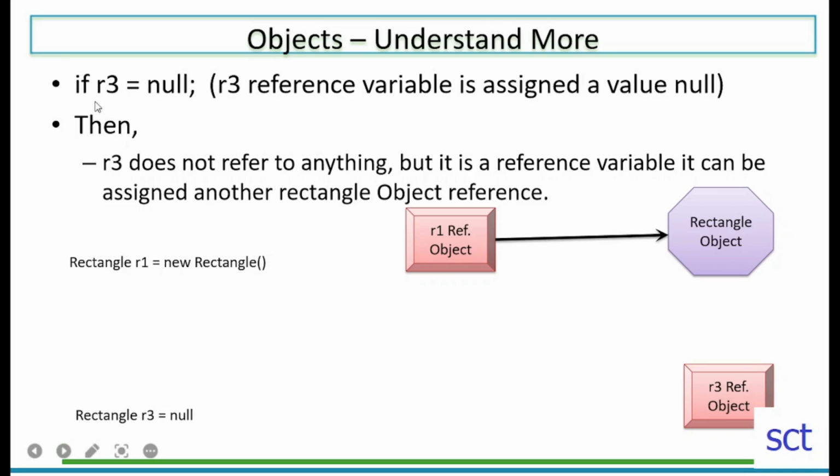If we say R3 = null, it means R3 is not pointing to any object and doesn't refer to anything, but it is still a reference variable. It can later be assigned to another rectangle object reference. So again I will say R1 = new Rectangle, similar to this one. When I say R3 = null, the R3 reference object is created, but it is not pointing to any rectangle object.